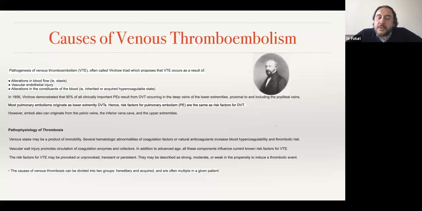Again, we know that risk factors for thrombosis may be provoked or unprovoked, which we will get into, transient or persistent. And they can be described as risk factors that are strong, moderate, or weak. The causes of venous thrombosis can really be divided into 2 groups, those that are hereditary and acquired. And some patients will have multiple different risk factors that can arise.